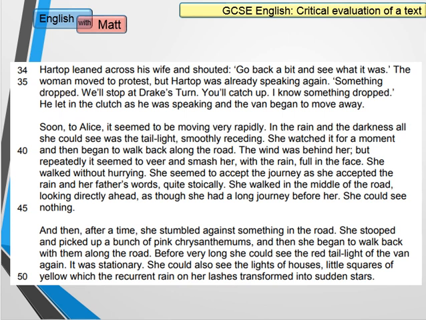And then, after a time, she stumbled against something in the road. She stooped and picked up a bunch of pink chrysanthemums, and then began to walk back with them along the road. Before very long she could see the red tail light of the van again. It was stationary. She could also see the lights of the houses, little squares of yellow which the recurrent rain on her lashes transformed into sudden stars.